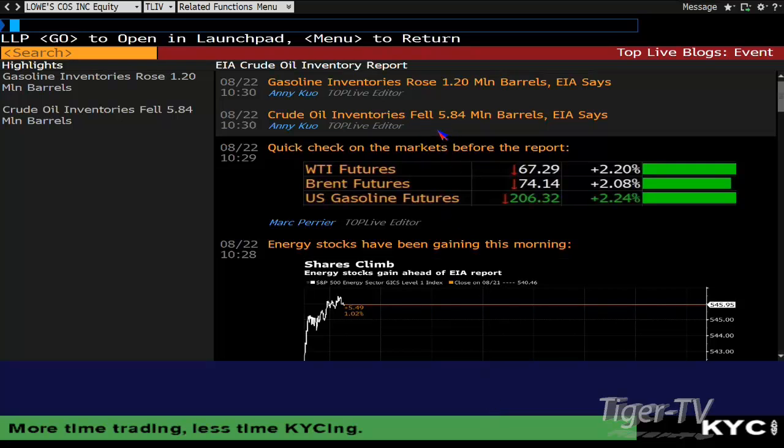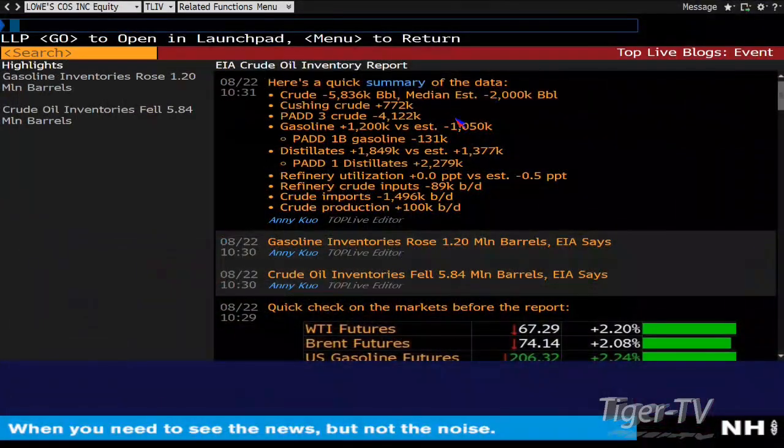Especially in light of what they were looking for, pretty much in line with the API, but big numbers. And there's the full breakdown. The median estimate was a decline of about 2 million barrels, missed by almost 4 million barrels to the downside. Gasoline, they were looking for a decline of 1 million barrels, ended up being an increase of 1.2 million barrels. Distillates, more than they expected as well, a rise of 1.8 versus 1.3. Refinery utilization, slightly above. They were looking for a decrease of 0.5 point. Across the board.